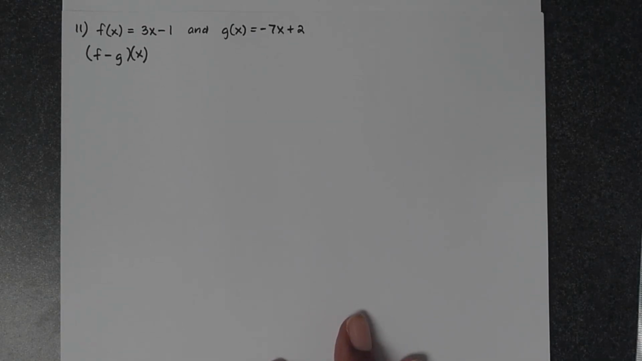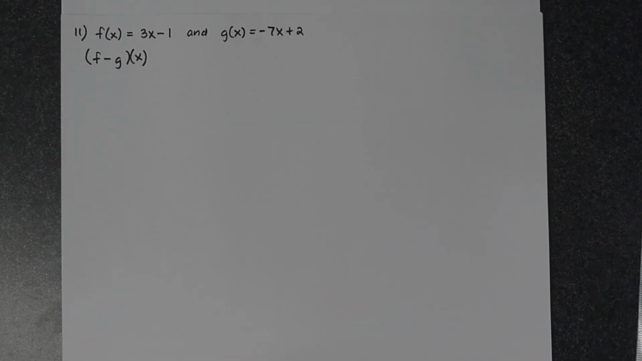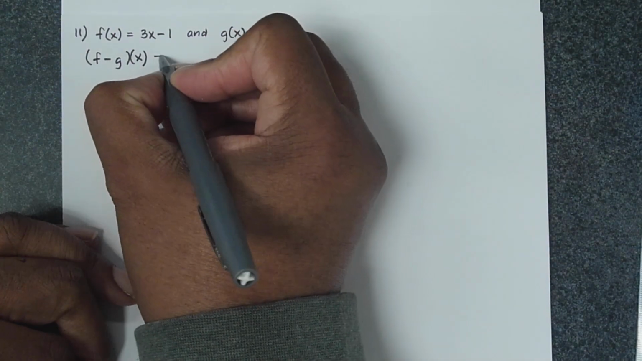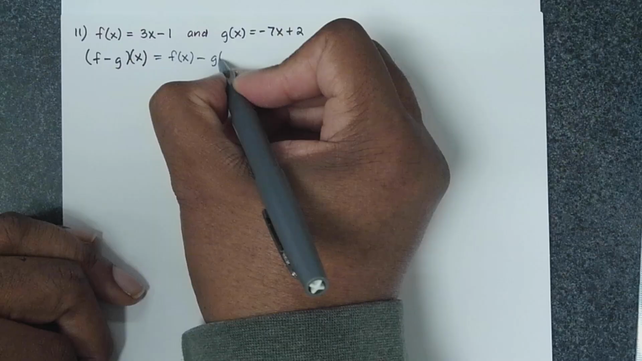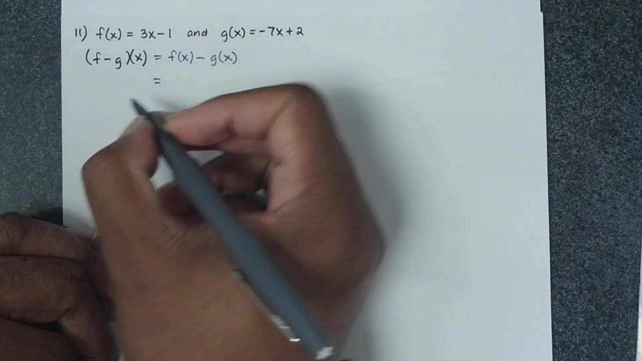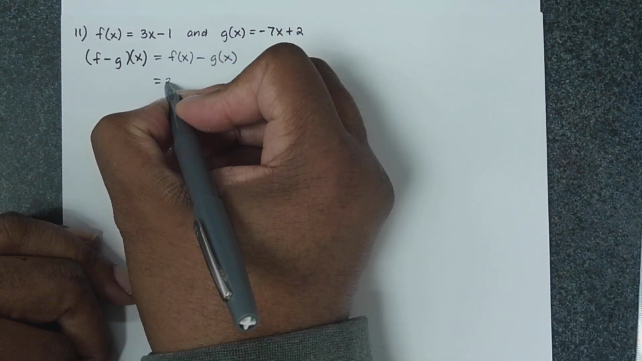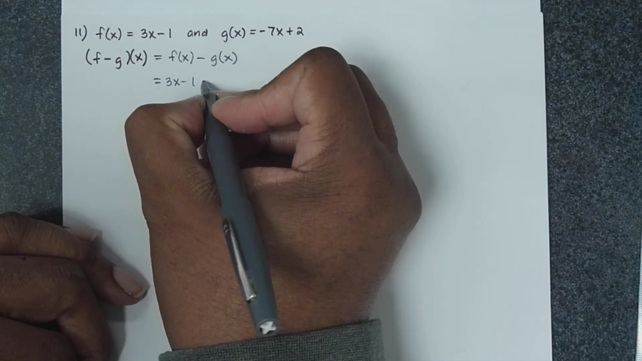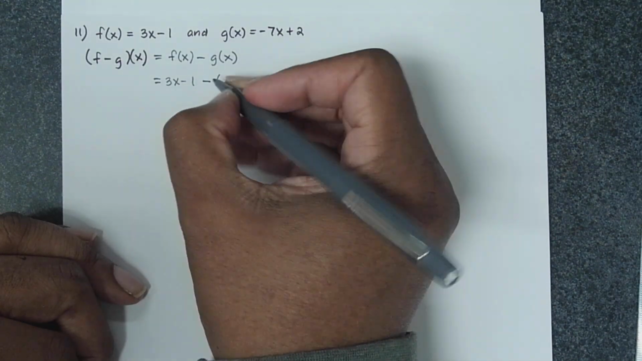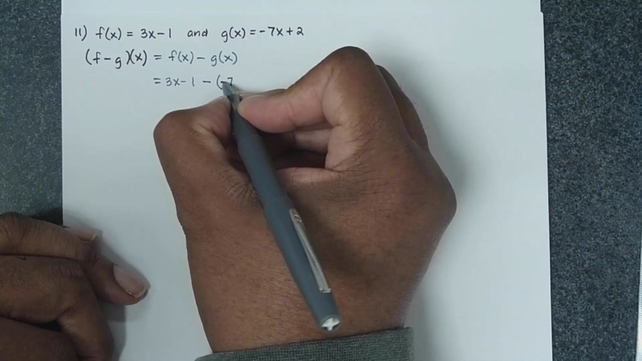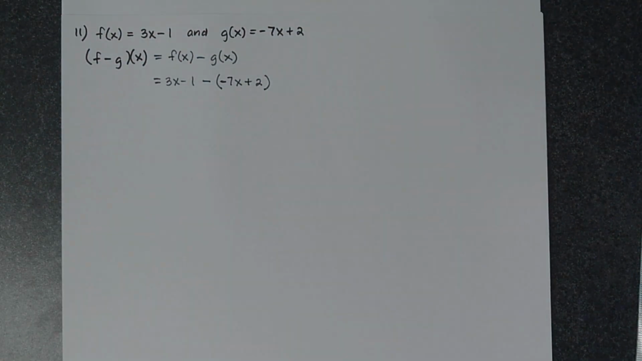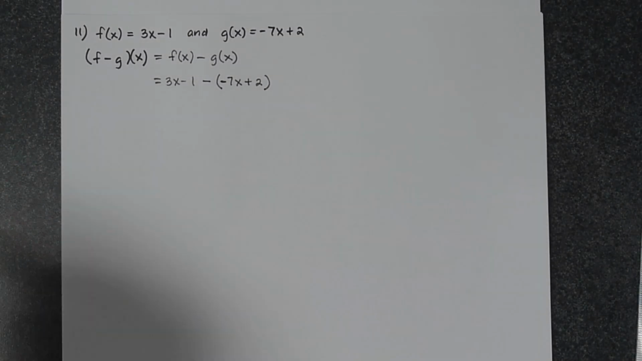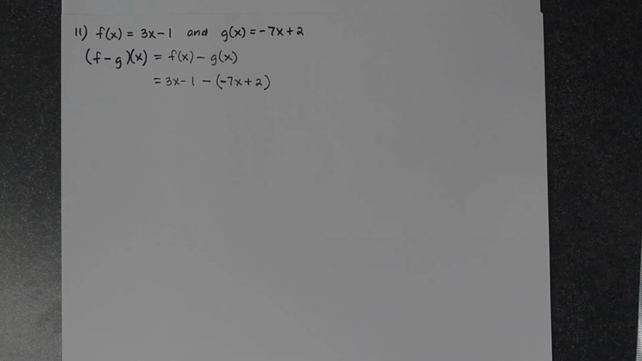Now, what f minus g of x means is this. It's just simply subtracting the two functions, f of x minus g of x. And my f of x is that 3x minus 1, minus g of x is negative 7x plus 2. Notice I'm putting the entire g of x function in parentheses because I'm subtracting the entire g of x function from f of x. So that's why you see the parentheses here.